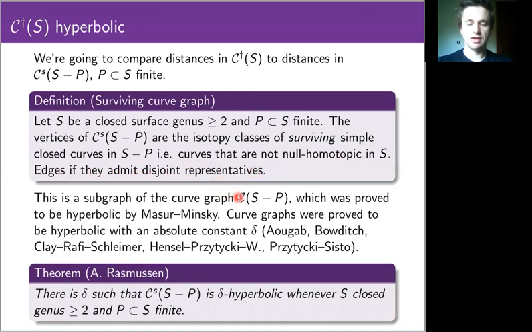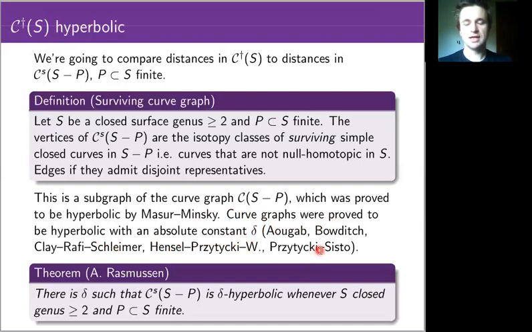Now the ordinary curve graph, which is just denoted by C, was proved to be hyperbolic by Masur and Minsky. This is a very important theorem. But today we will need that the hyperbolicity constant doesn't depend on the surface. The first such result in this direction was that curve graphs were proved to be hyperbolic with an absolute constant delta. This was shown by various people independently and around the same time: Aougab, Bowditch, Clay, Rafi and Schleimer, Hensel, Przytycki, and myself.